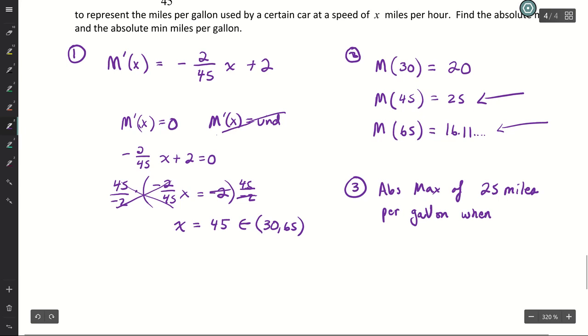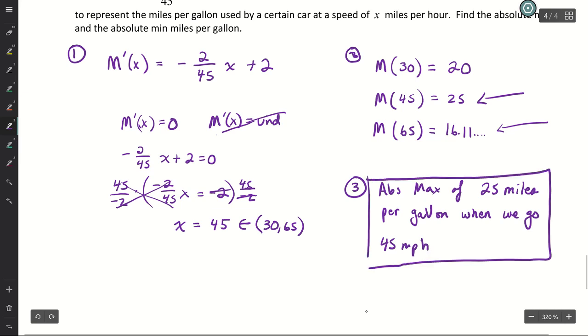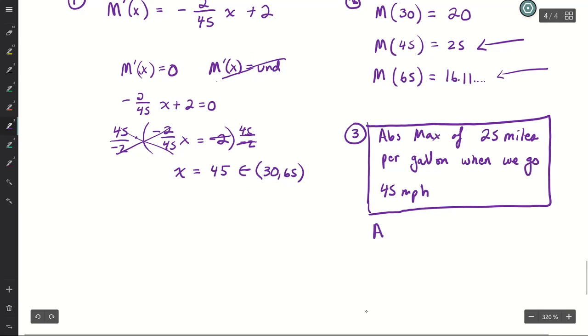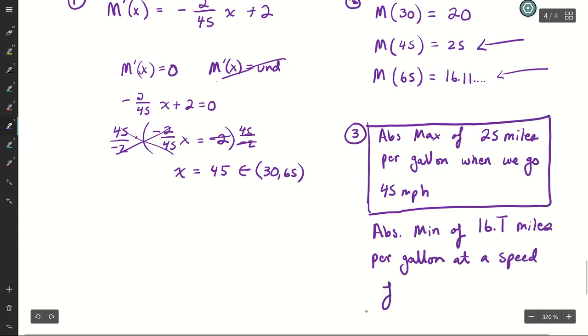when we go 45 miles per hour, or you could say at a speed of 45 miles per hour. And then also we have an absolute minimum of 16 point, if we want to say 1 repeating, miles per gallon at a speed of, and that was 65 miles per hour.